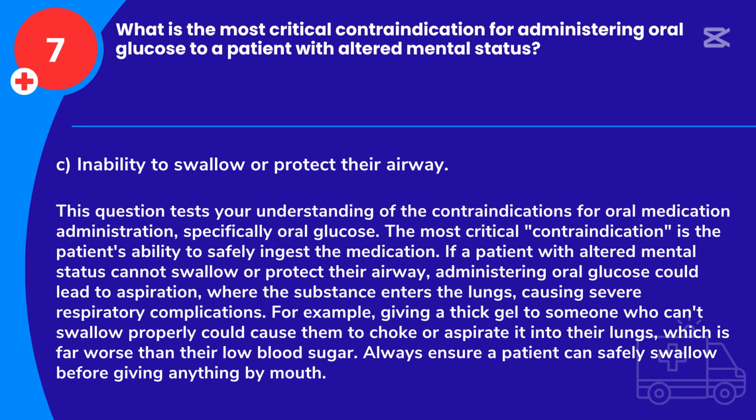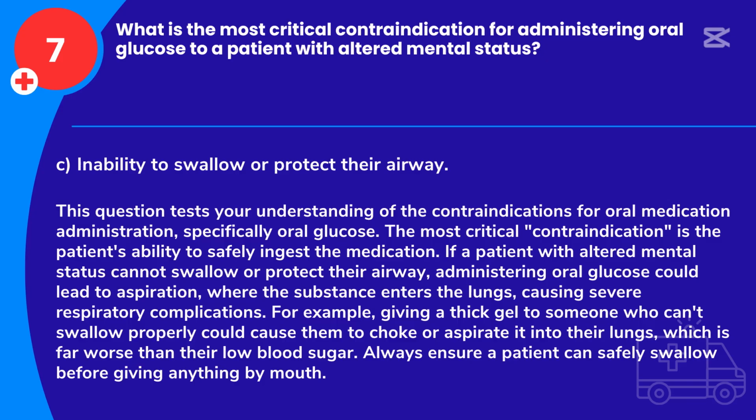Answer: C. Inability to swallow or protect their airway. This question tests your understanding of the contraindications for oral medication administration, specifically oral glucose. The most critical contraindication is the patient's ability to safely ingest the medication. If a patient with altered mental status cannot swallow or protect their airway, administering oral glucose could lead to aspiration, where the substance enters the lungs, causing severe respiratory complications.